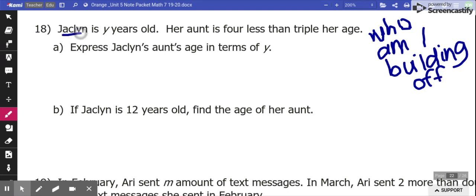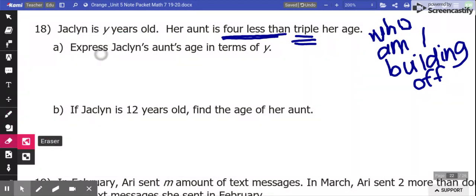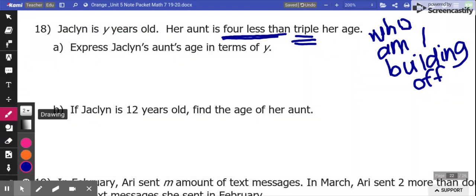Jacqueline is Y years old. Her aunt is 4 less than triple her age. Express Jacqueline's aunt's age in terms of Y. So if Jacqueline is Y years old, we have to write an expression for her aunt. Now first, her aunt is 4 less than. Remember, 4 less than, we subtract 4 at the end.